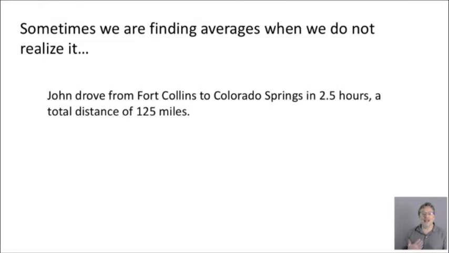Sometimes we are finding averages when we don't even realize that we're finding averages. Here's an example. Let's say I drove from Fort Collins to Colorado Springs in 2.5 hours, and this was a total distance of 125 miles. So I could ask myself, how fast was I going overall? Well, that would just simply be 125 miles in 2.5 hours. I do that division problem, I get 50 miles per hour.